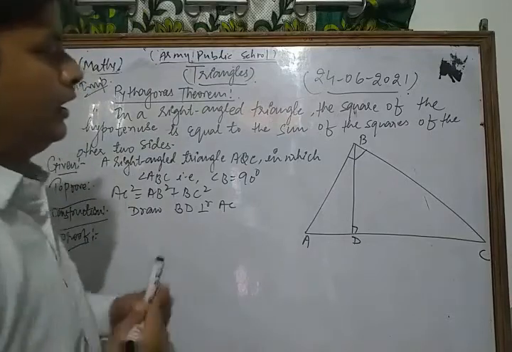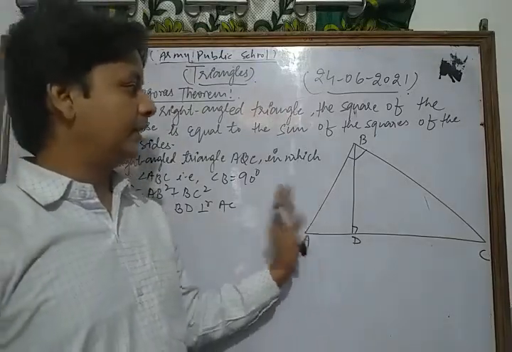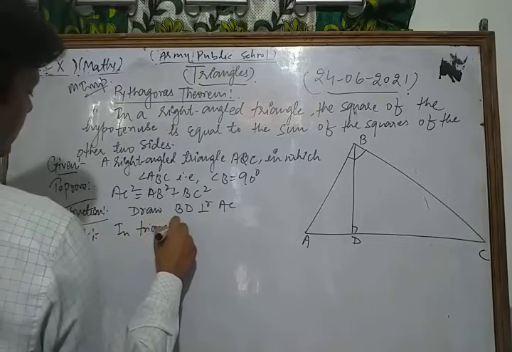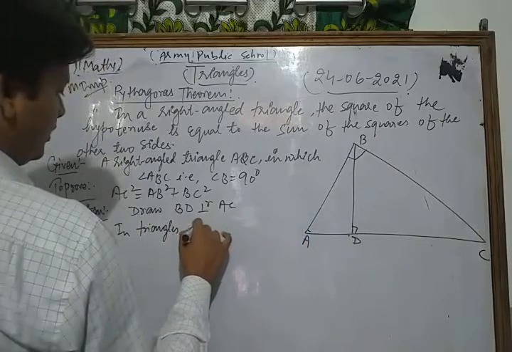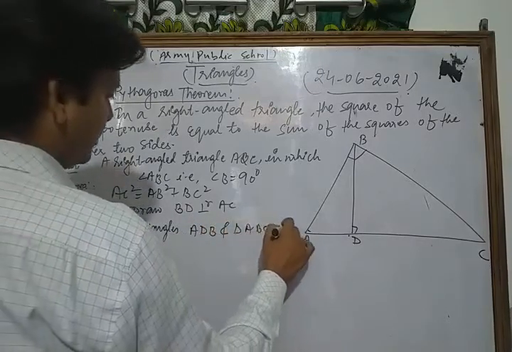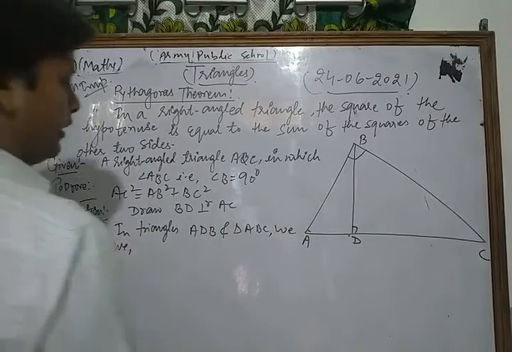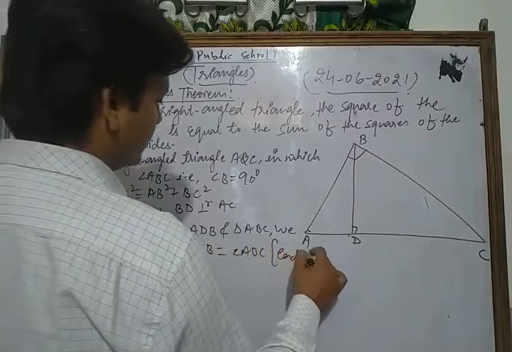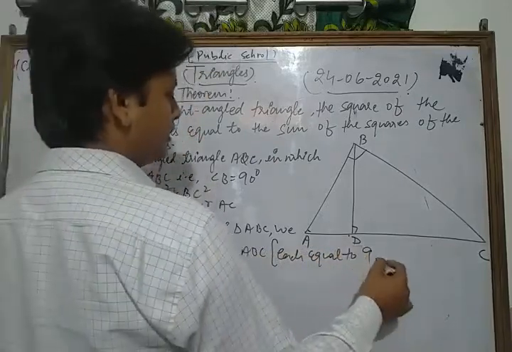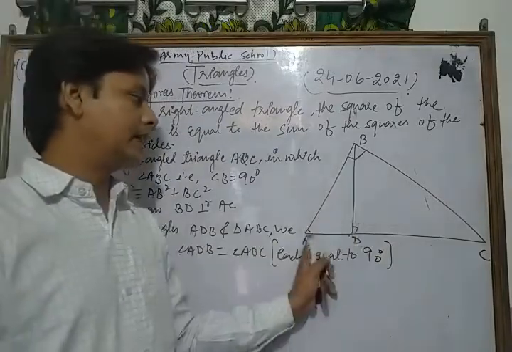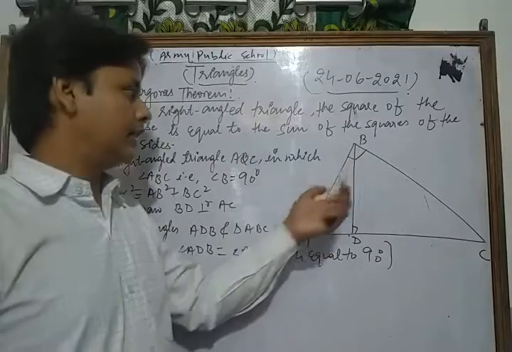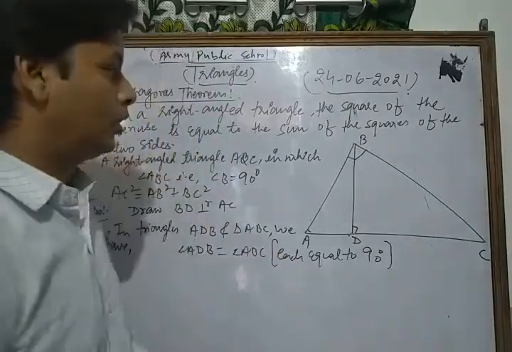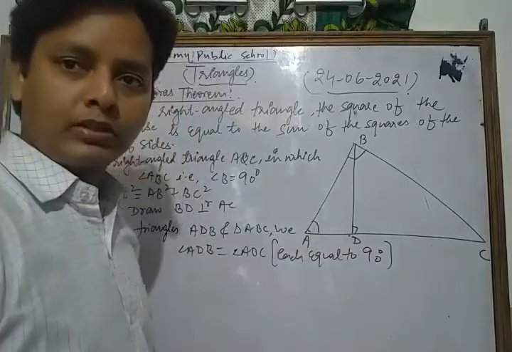Dear friends, now look. First of all, we take triangle ADB and triangle ABC. In triangle ADB and triangle ABC, we have angle ADB is equal to angle ABC, each equal to 90 degrees.